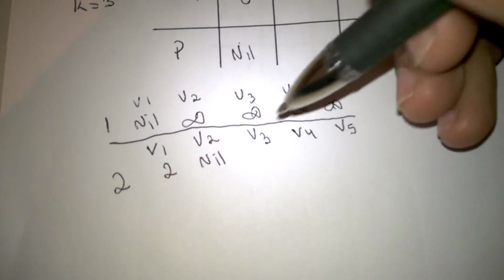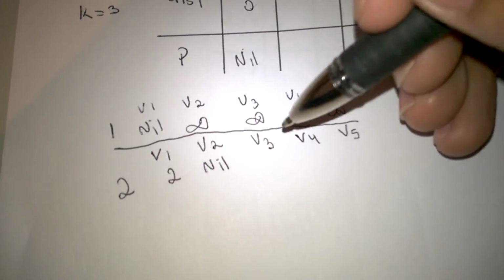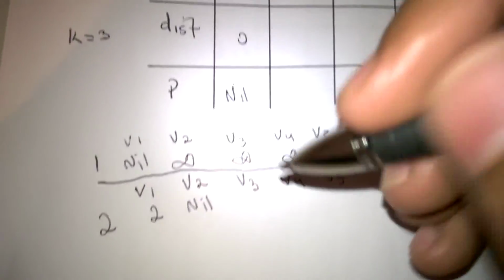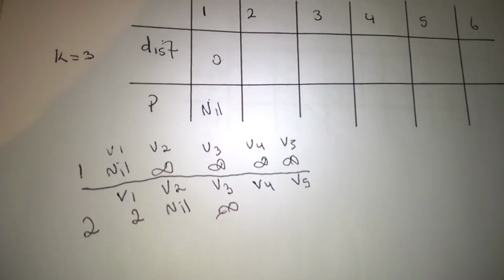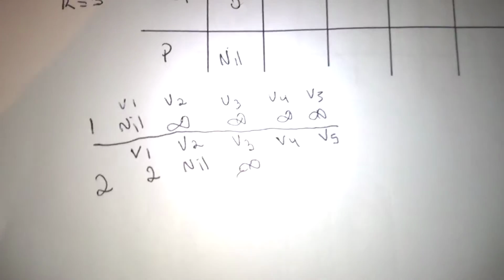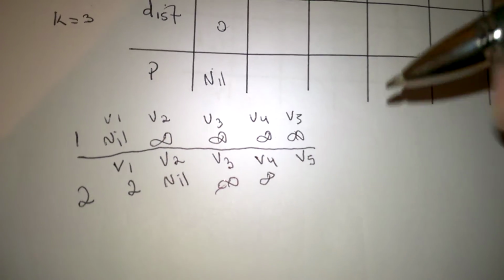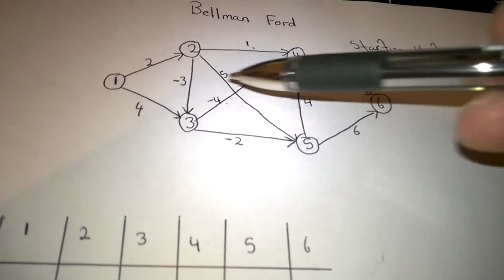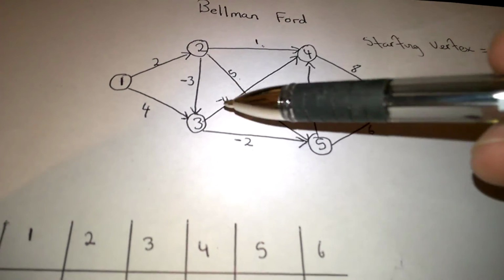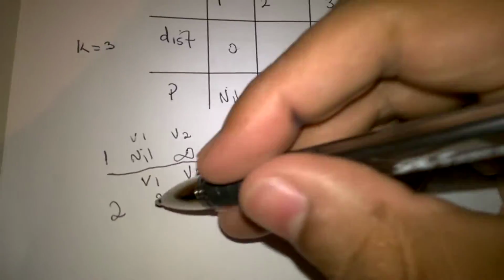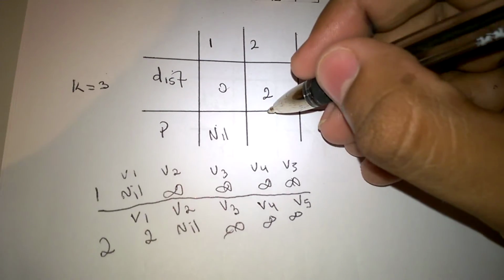Could we reach v2 from v3? No, we cannot reach v2 from v3, so we put infinity. Could we reach v2 from v4? No, we can't, so we put infinity. Could we reach v2 from v5? No, we can't, we put infinity. The reason we can't reach v2 from v5 or v3 or v4 is because the arrow is pointed away from v2. So that's the reason why we cannot reach it, right? And the smallest here is 2, and the parent is 1, right?